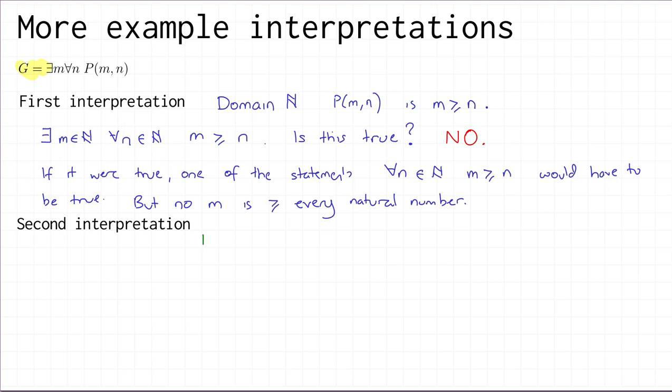So again, for our second interpretation, let's stick with the domain being the natural numbers. And we will make the relation be, again, the same thing, only with the inequality swapped over. So the domain is the natural numbers, and the relation, the interpretation of the relation symbol p, is that p of mn is going to be interpreted as saying that m is less than or equal to n. So the interpreted statement is that there exists a natural number m such that for all natural numbers n, we have m is less than or equal to n.